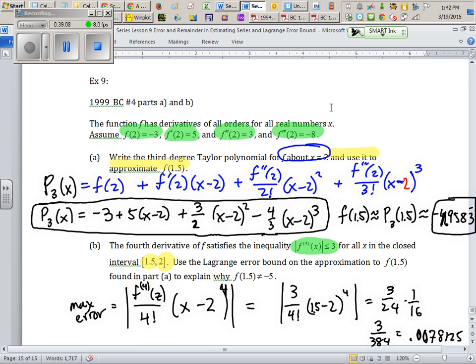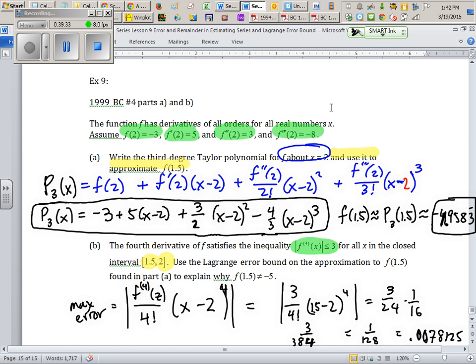Wait, why didn't you simplify it? What do you mean, why didn't I simplify it? Like 3 over 24 is 1/8. Oh, you could. 3 over 384 simplifies to 1 over 128. Is that what you're saying? Yeah. Sure. Which is 0.0078125. What does this number mean? This is like your max error.